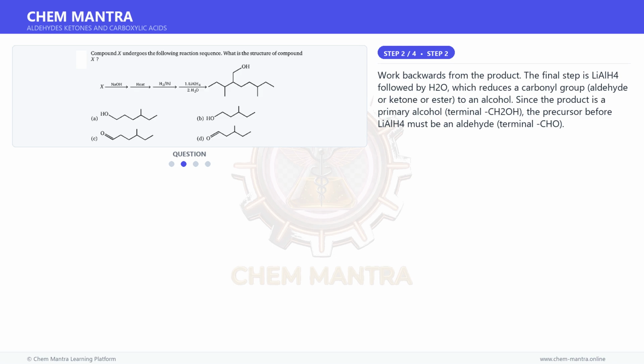Moving on to the next step. Work backwards from the product. The final step is LiAlH4 followed by H2O, which reduces a carbonyl group, aldehyde or ketone or ester, to an alcohol. Since the product is a primary alcohol, terminal CH2OH, the precursor before LiAlH4 must be an aldehyde, terminal CHO.